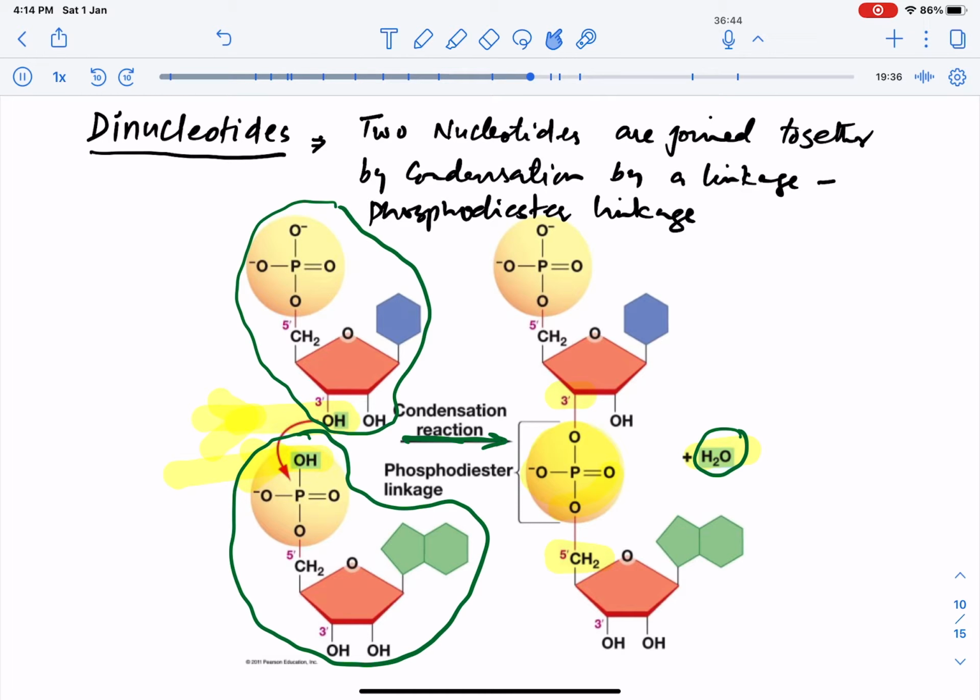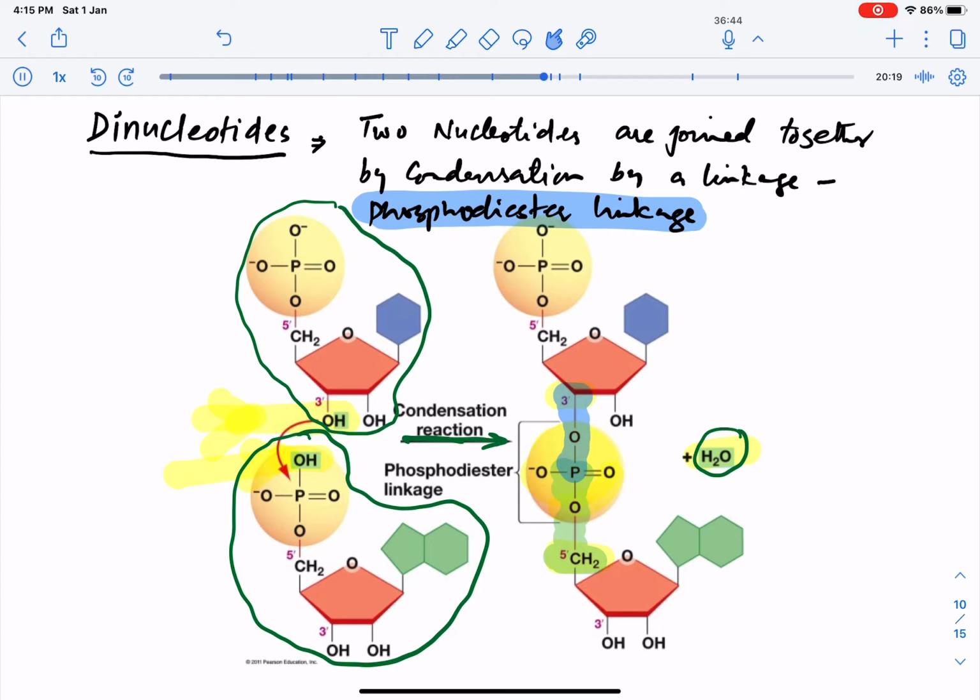So this is an ester linkage. You can see there are ester linkages formed here. This is an ester linkage between carbon number 5 and phosphate group here through an oxygen, and there is another with carbon number 3 and phosphate here. So there are two ester linkages by a phosphate group in between them. So that is why this is known as phosphodiester linkage. So this is how two nucleotides are joined together by a phosphodiester linkage.